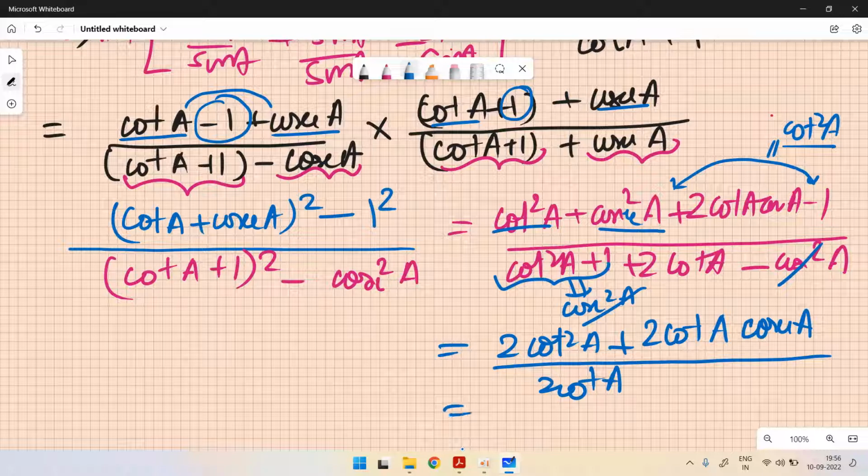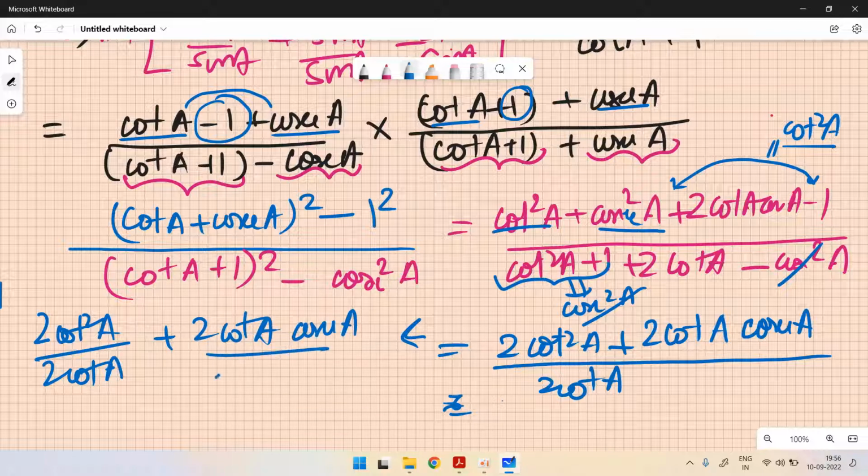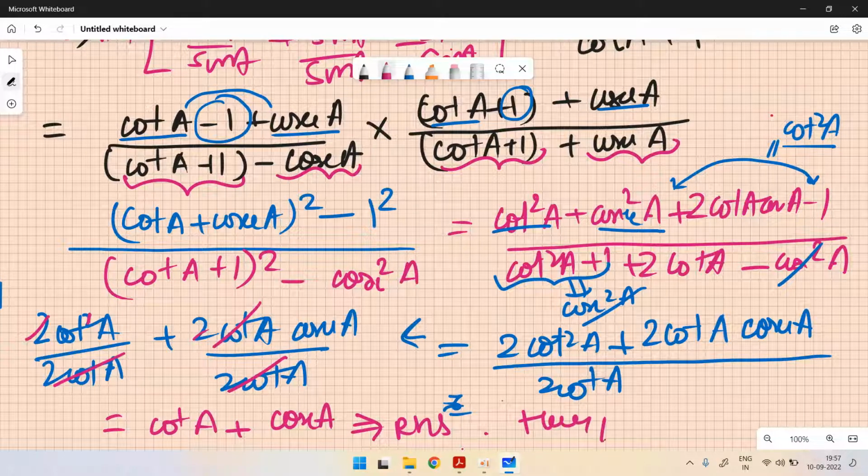We divide by 2 cot A, so writing it individually, this will become 2 cot square A by 2 cot A plus 2 cot A cosecant A by 2 cot A. If you see, 2 cot A cancels, and one cot A will remain. So this is ultimately equal to cot A plus cosecant A, as the 2 also gets cancelled. This is nothing but RHS. LHS equals RHS, hence proved.